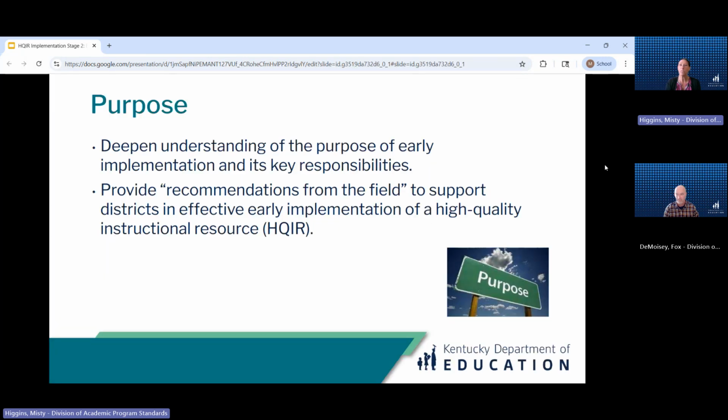So in terms of the purpose, we have two objectives. The first is that we want to deepen understanding of the purpose of early implementation and its key responsibilities, and then provide recommendations from the field to support districts in effective early implementation of their HQIR.